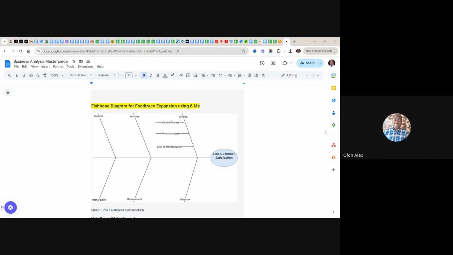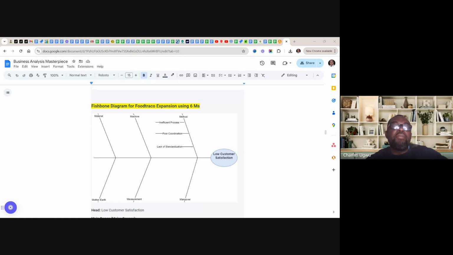Okay, thank you, sir. So will it be professional if you now leave the other M's blank? No, any M you don't use, don't capture it. For instance, if you are using 2 M's, or if you are using 4 M's, and you don't want to use Mother Earth, make sure you don't capture it in your diagram. If you are not using material, make sure you don't capture it in your diagram. Whichever M we are using to solve your problem are the ones you are going to capture.